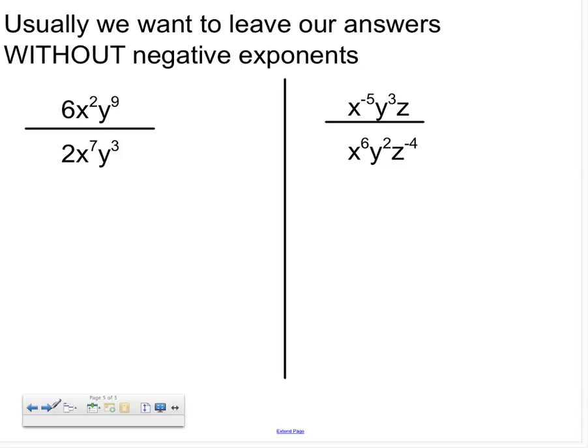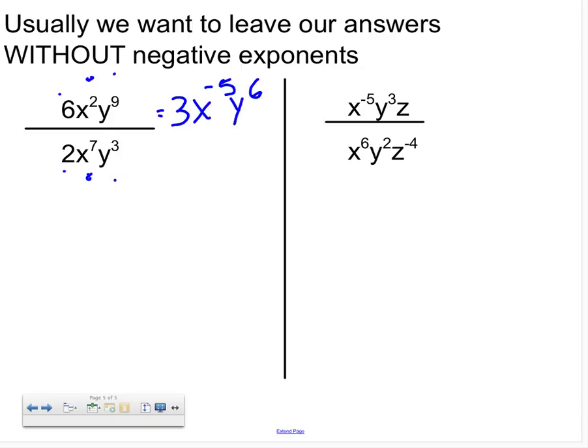So let's take a look at some of these here where negative exponents might pop up. In this first one here, let's do, again, our order of operations. So there's no exponents to distribute. We're good there. There's no real multiplication to do, so we're good there too. So we're going to go straight to the division part. So let's do this. 6 divided by 2 is 3. X squared over x to the 7th, well, that is 2 minus 7, so that'd be x to the negative 5th. 9 over 3, so that's 9 minus 3, so that'd be y to the positive 6th.